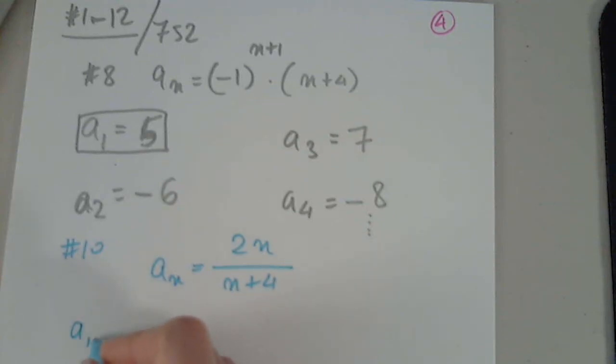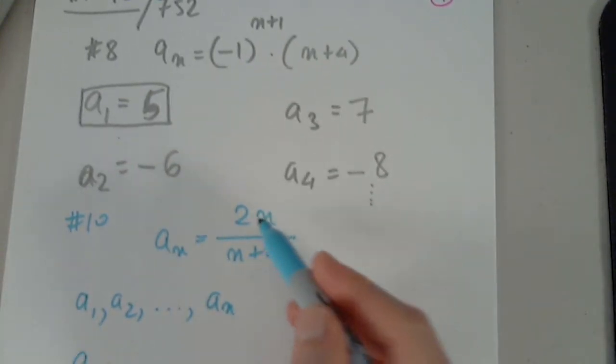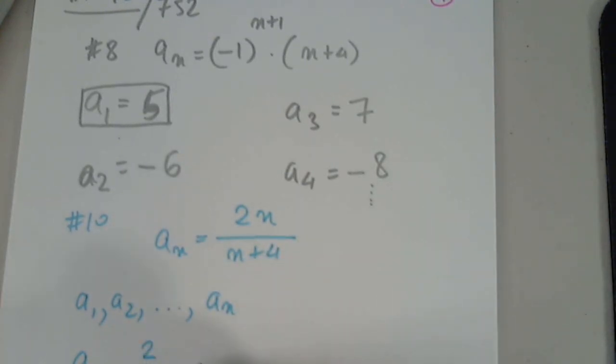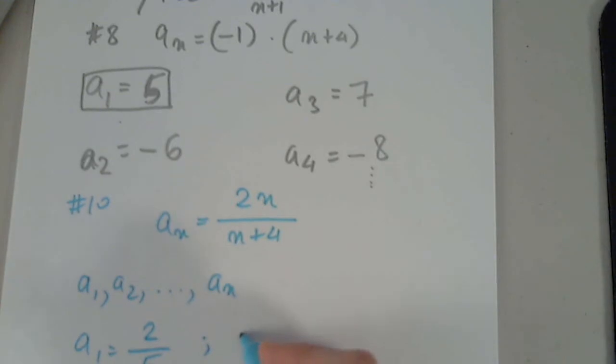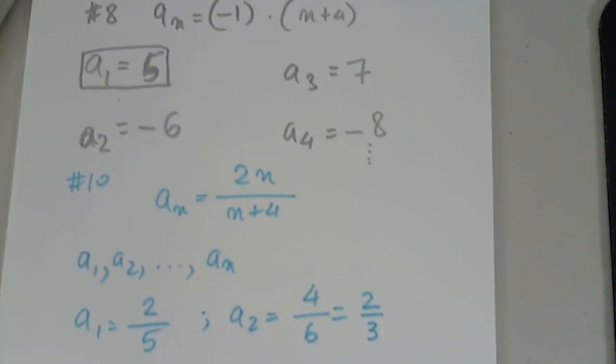The sequence looks like this: A1, A2, dot, dot, dot, A sub n. So A sub 1 will be 2 times 1, 2, 1 plus 4, 5. A sub 2, 2 times 2, 4, 2 plus 4, 6. This one I have to simplify to 2/3. A sub 3, 3 times 2 is 6. 3 plus 4 is 7.